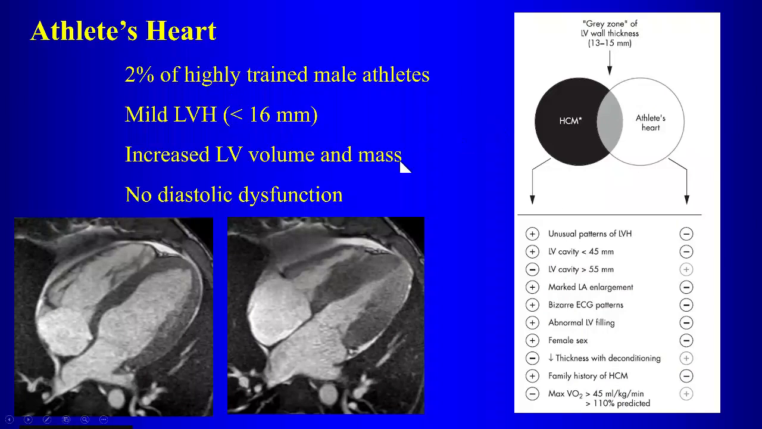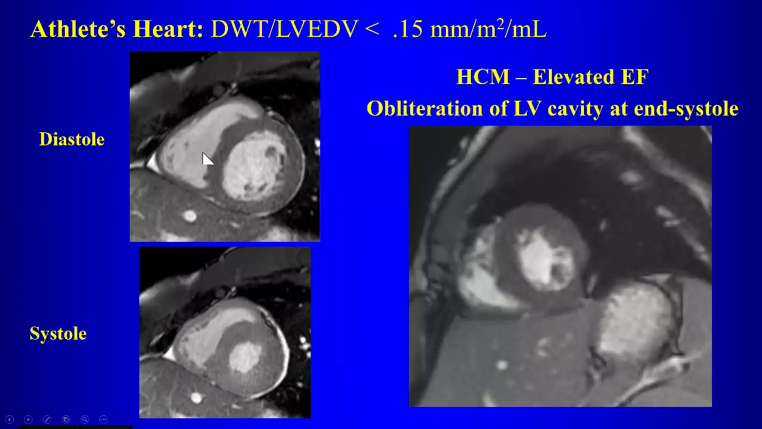What's different in athlete's heart is that even though there is hypertrophy, the volume of the left ventricle is actually increased. So the left ventricle dilates a little bit, so it actually becomes more efficient at pumping the blood, and there is no diastolic dysfunction. So here, when we look at athlete's heart, there can be a little bit of hypertrophy, okay? But you see in the heart itself, in systole, there's still a good amount of volume within the heart, as opposed to hypertrophic cardiomyopathy.